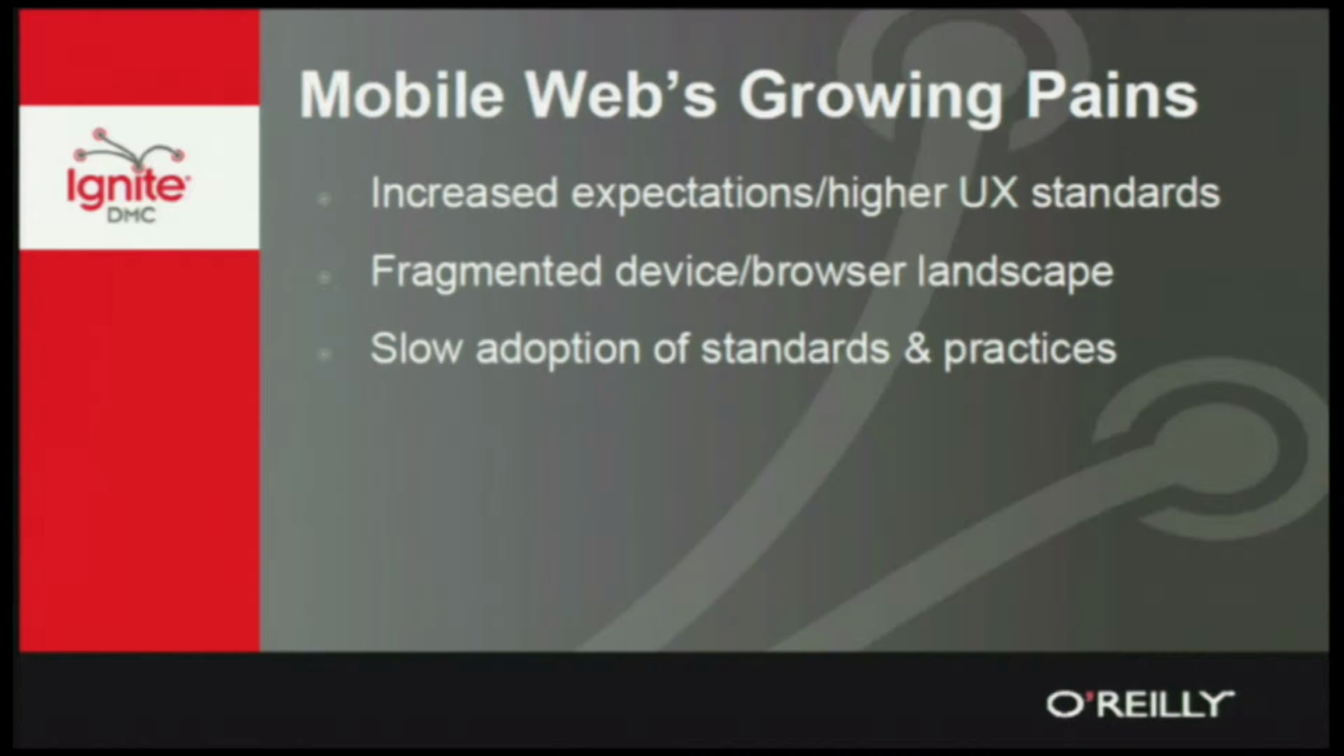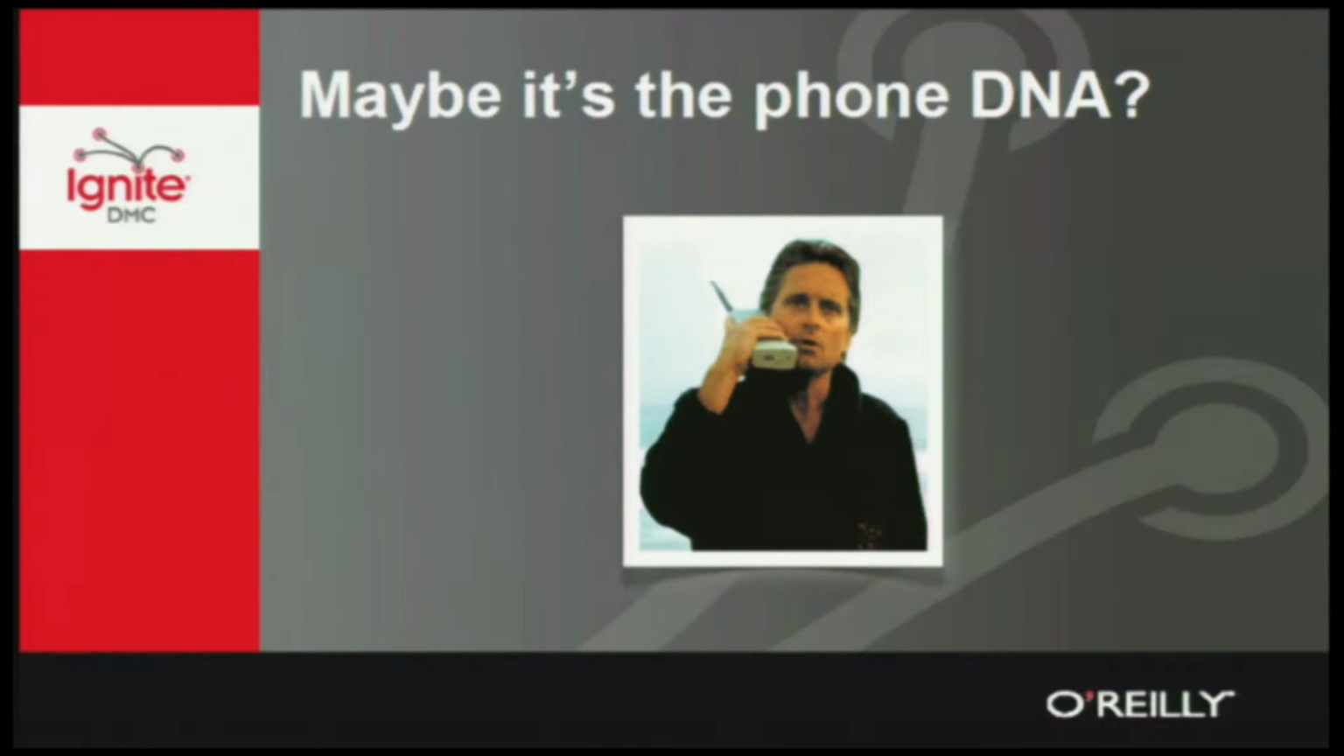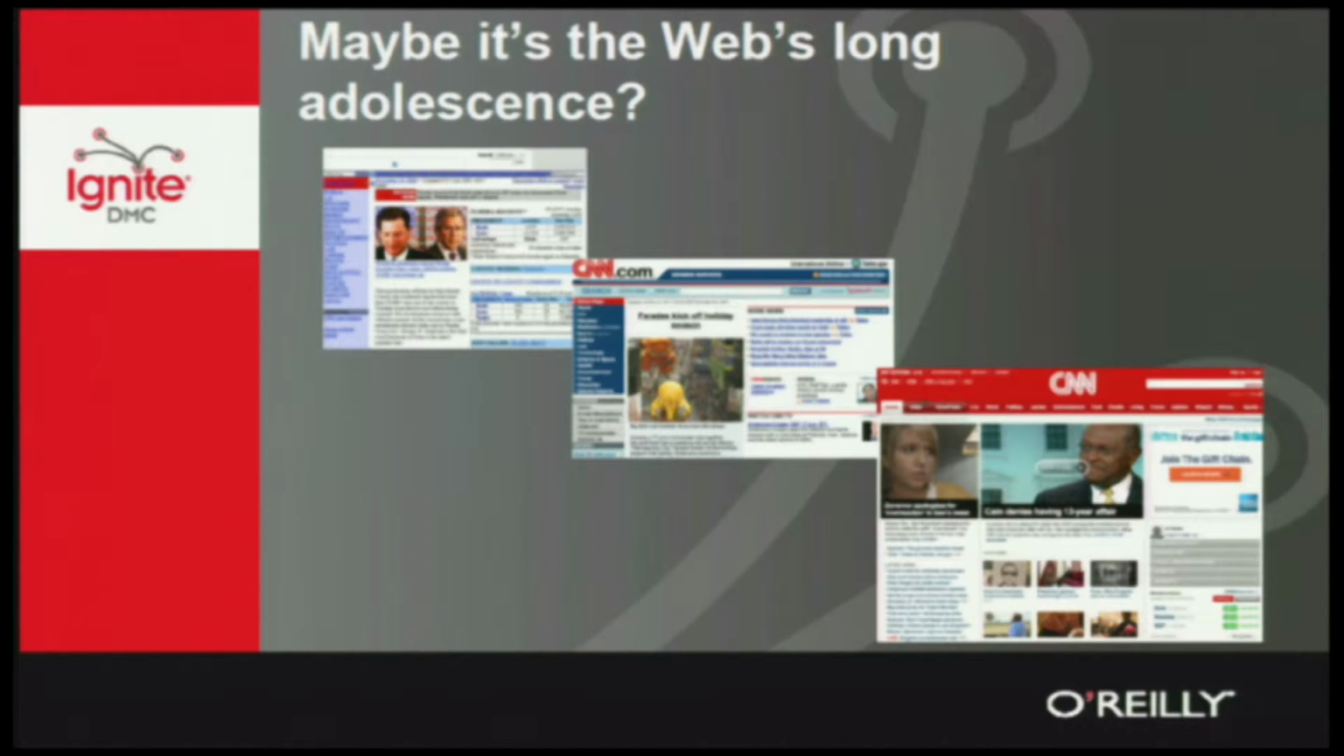So that kind of growth brings growing pains. We have increased expectations. People expect more from the mobile web than they ever did of the traditional web. We have a fragmented device and browser landscape, and we're really slow to adopt browser standards. So where do those increased expectations come from? Maybe it's the fact that our phones are our primary lifeline to civilization. We expect them to just work. They're not computers, they're phones to us, and when they don't work, we get mad, really mad.